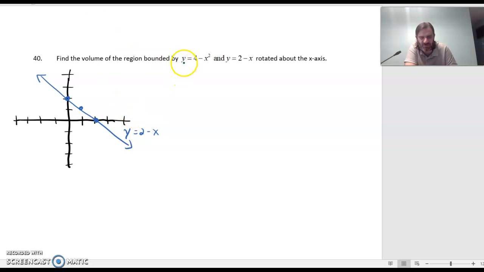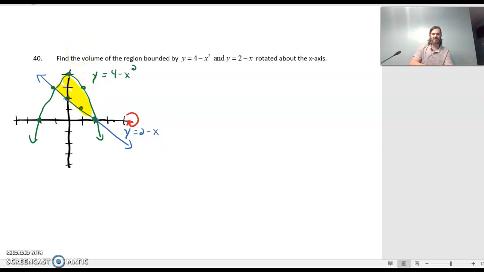And the other one here, y equals 4 minus x squared, we're up at 4, comes down 1 on each side, then it'll come down to the x-axis. You can use something else to help you graph here, however you like. But this is y equals 4 minus x squared. Now we're going to rotate a region around the x-axis, and the region looks like it will be contained between these two lines.